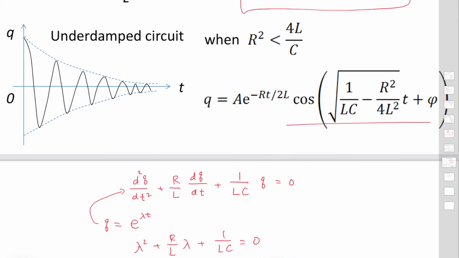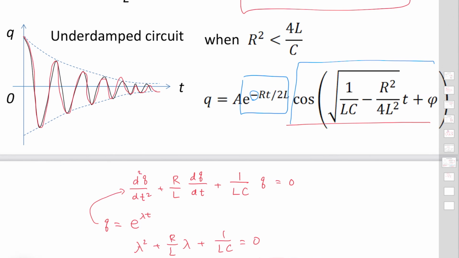The charge is decreasing with time because of the exponential of minus R t over 2L. Because this is a negative quantity, the magnitude of Q is decreasing. And the cosine term is responsible for the oscillations. So the charge on the capacitor is changing with time, is oscillating, but the magnitude is decreasing. This is the solution to the LRC circuit.